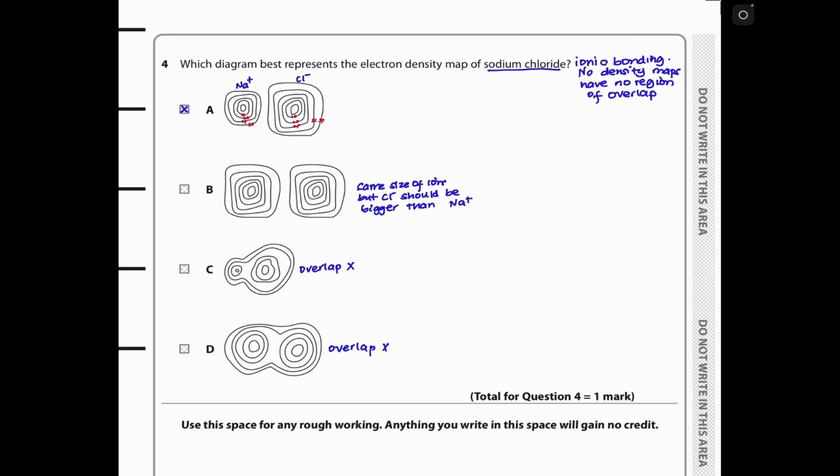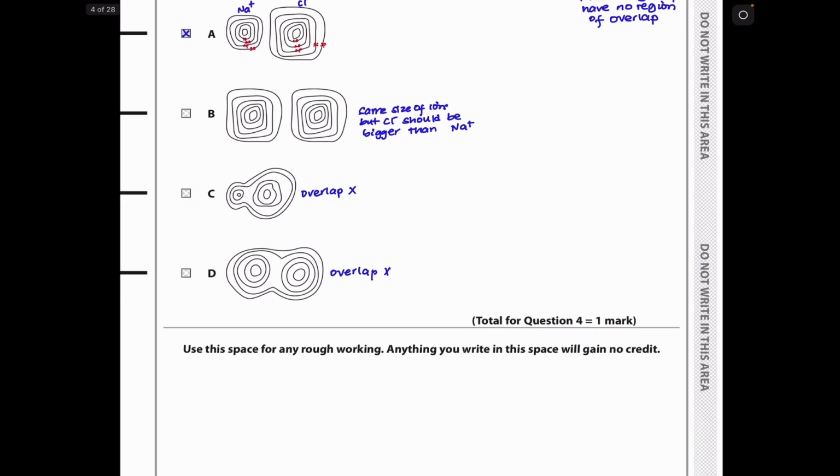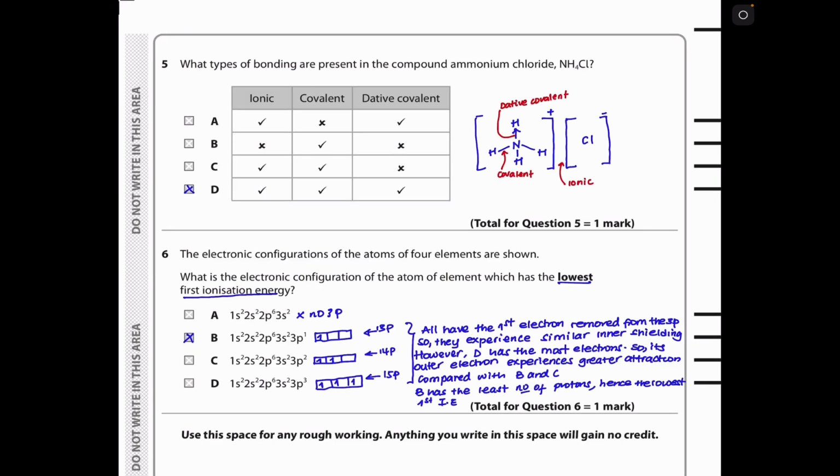In question 4, which diagram best represents the electron density map of sodium chloride? Remember, sodium chloride forms ionic bonds, so these that have overlap are going to be cancelled out. Also, the sodium cation is smaller than the chloride anion, so this is going to be cancelled out and the answer is going to be A.